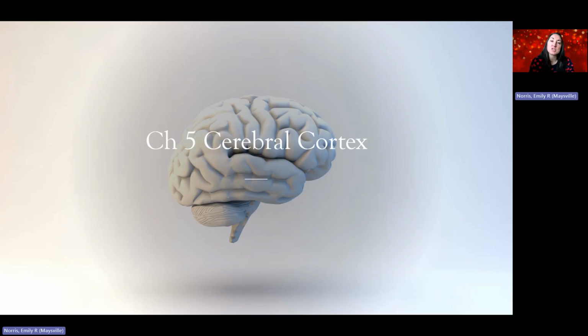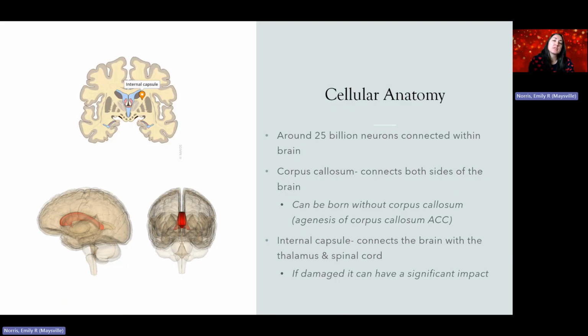Today we're going to talk about the cerebral cortex. First, we'll go over a little cellular anatomy. There's around 25 billion neurons within the brain. The corpus callosum is what connects the two sides of the brain, the two hemispheres. So it's like a bridge that connects.